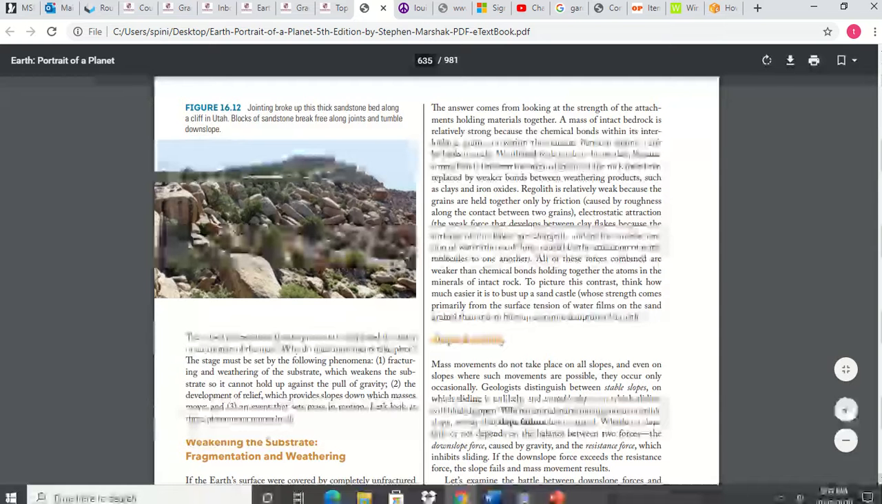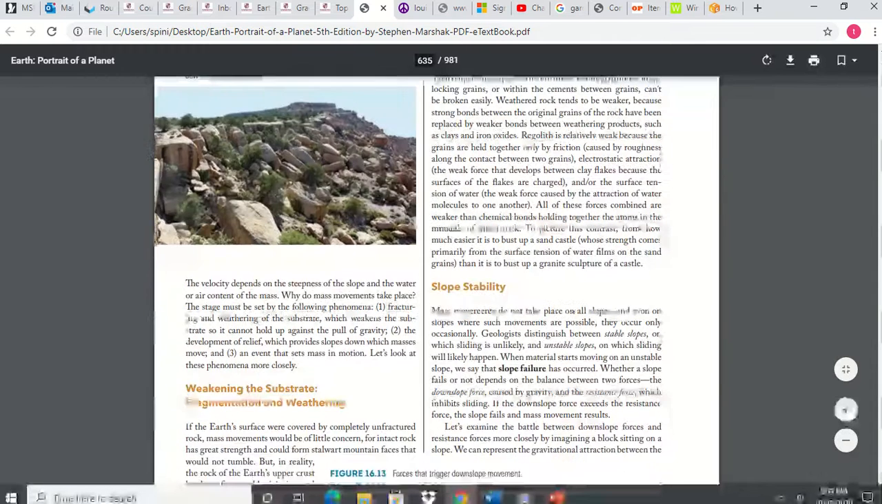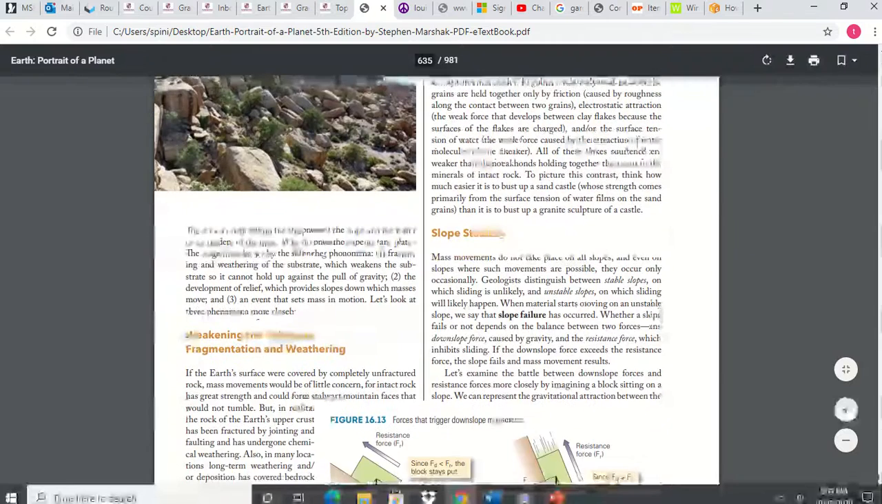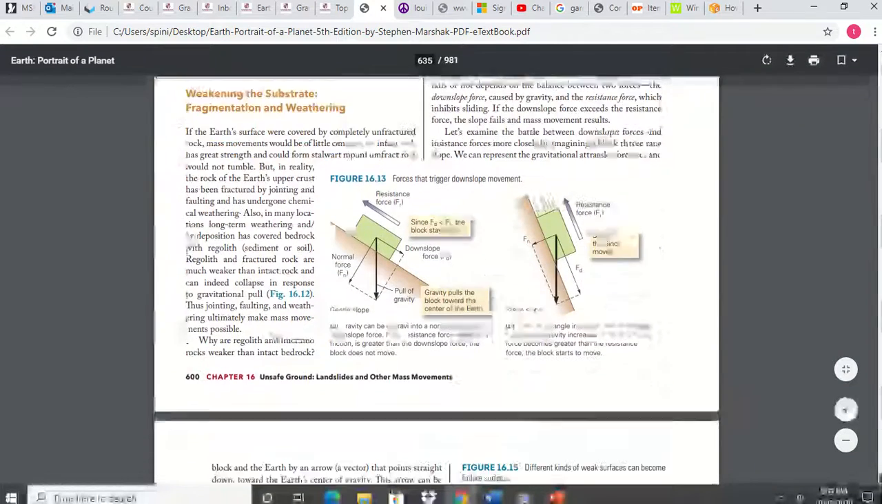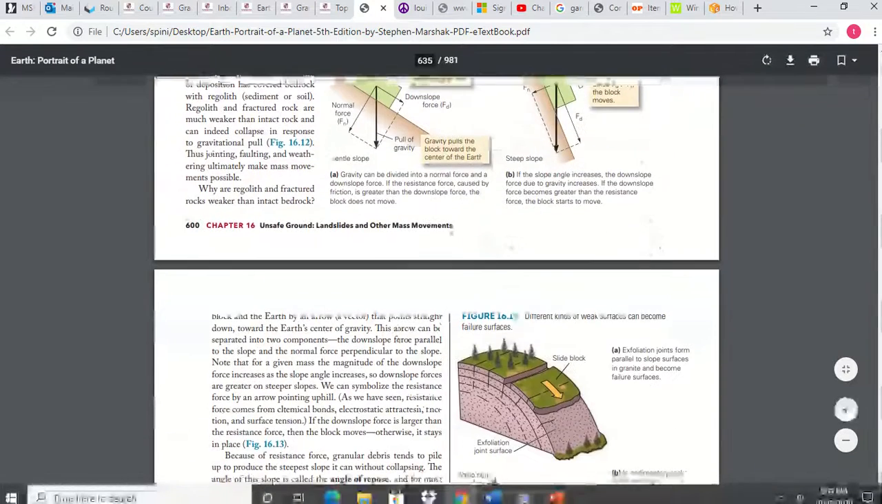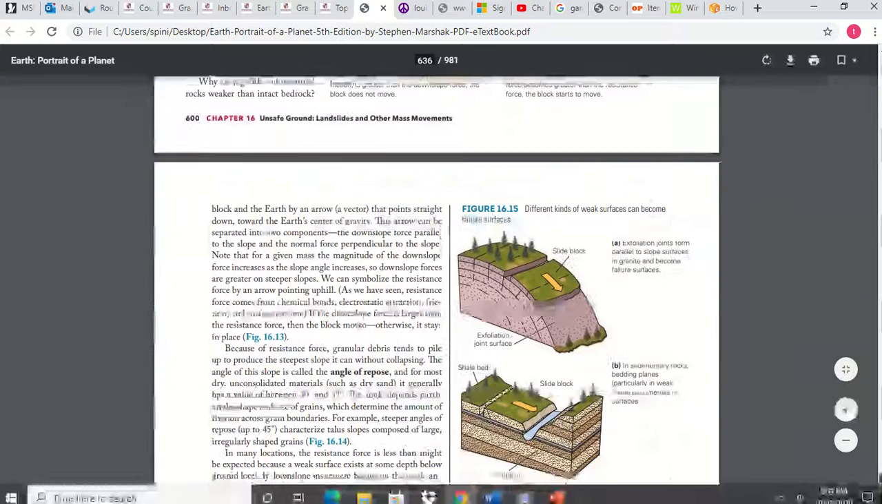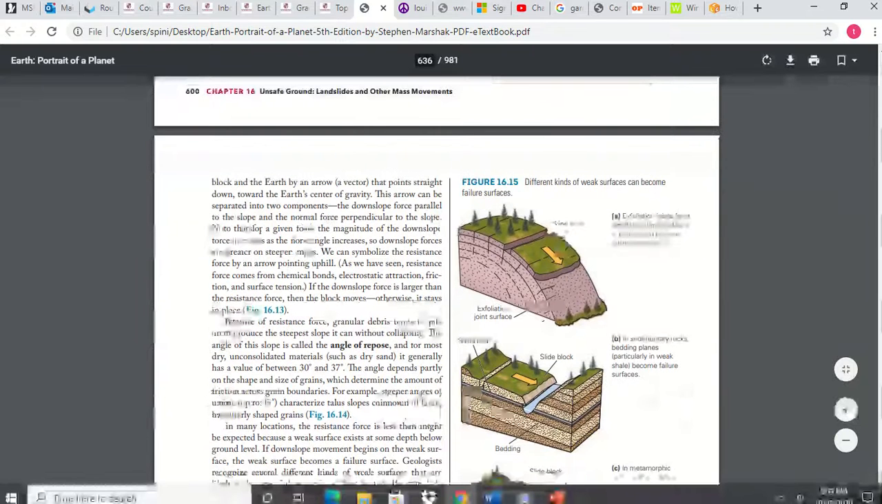Earthquakes, again, we've talked about. Earthquakes associated with volcanoes can obviously do this. Your book talks about slope stability. And we're going to talk about something called the angle of repose. So if the ground got pushed up by tectonic activity, it could change this angle.